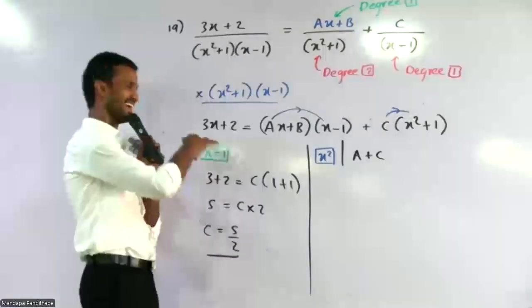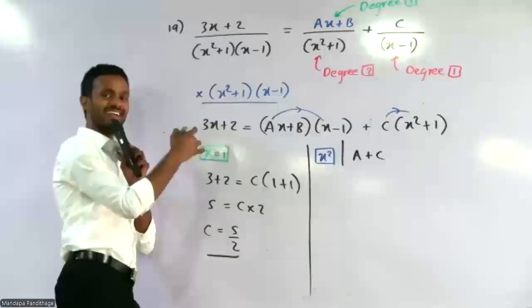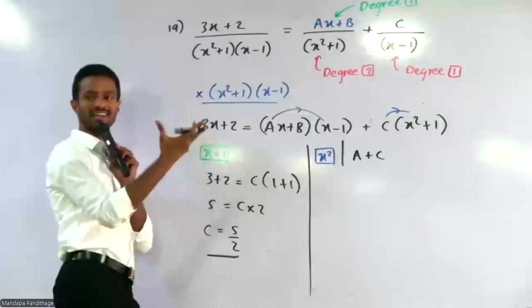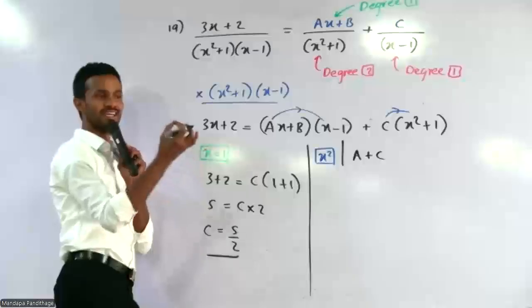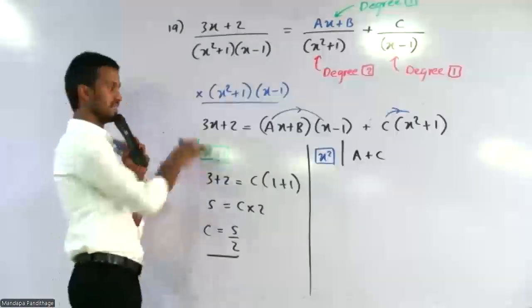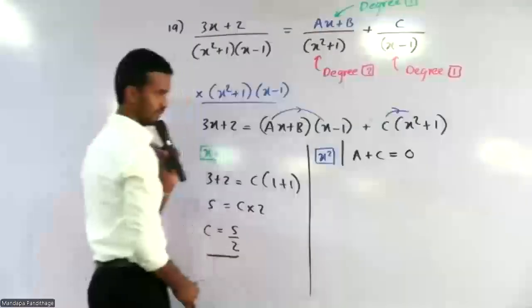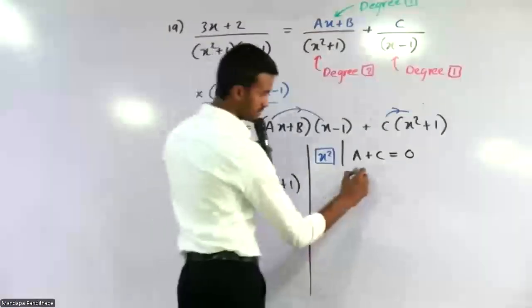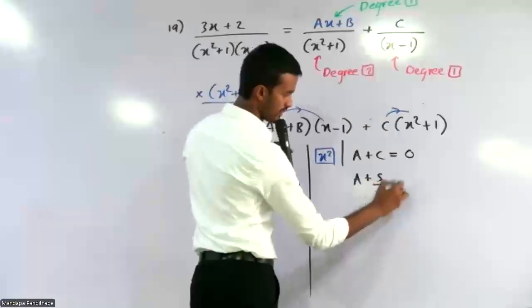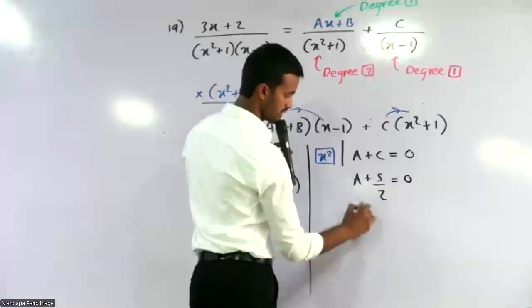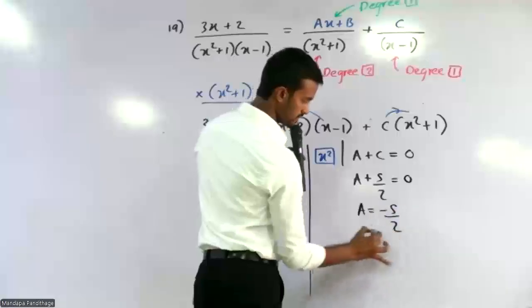When there's no x squared, that means there's none. Mathematically, we consider none to be 0. Clear? So when there's no x squared, the coefficient would be 0. So here, we have taken the value of c as 5 over 2, so a is equal to minus 5 over 2.